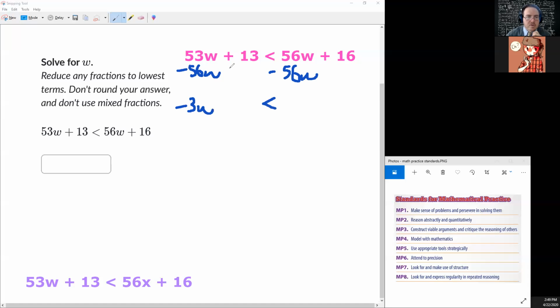And of course, if I were to subtract 13 from both sides, I'd end up with 3 over here. Now the cancels. So 13 minus 13 makes 0, and 56W minus 56W makes 0. So here's where I end up. Negative 3W is less than 3. So the next thing I've got to do is divide by negative 3. And the moment I divide by negative 3, that's what causes this to flip.